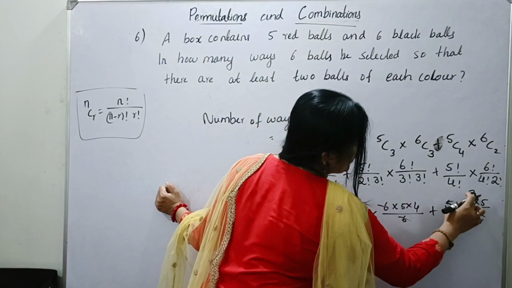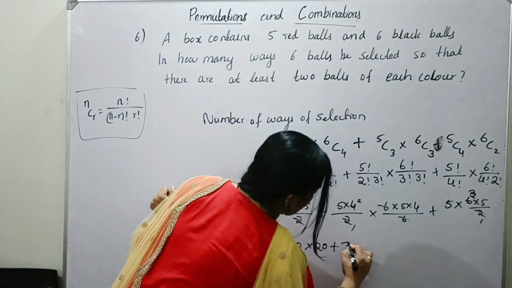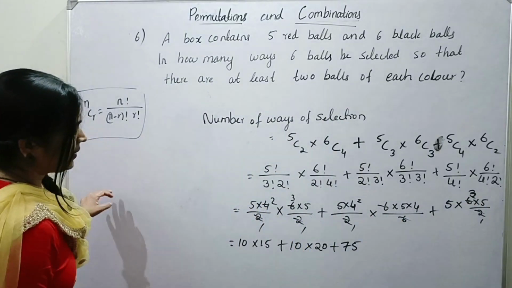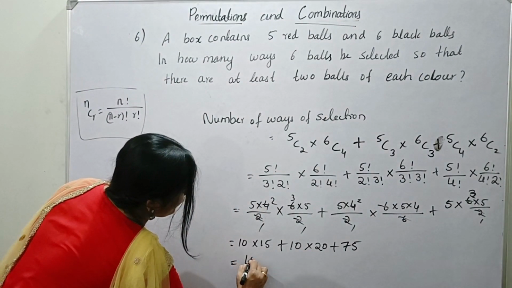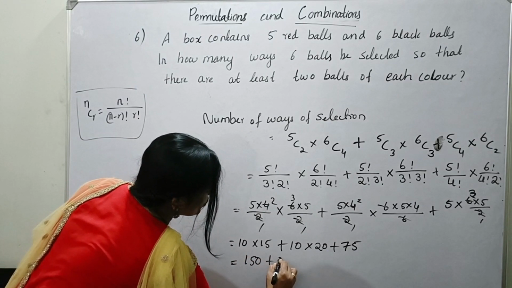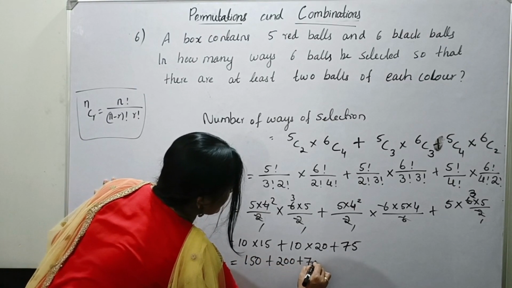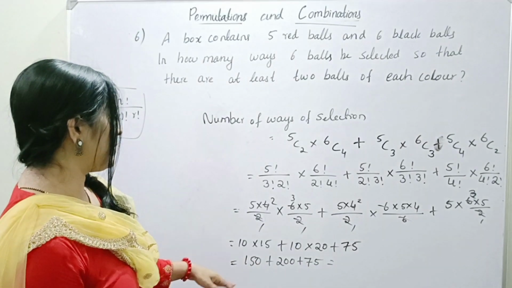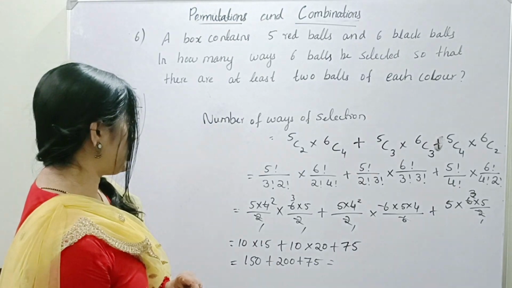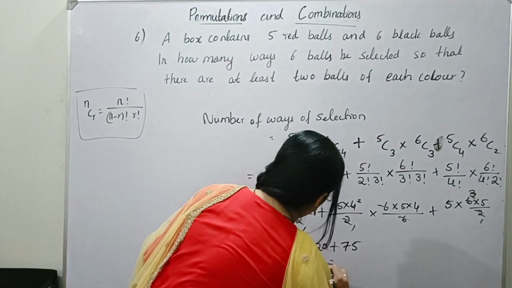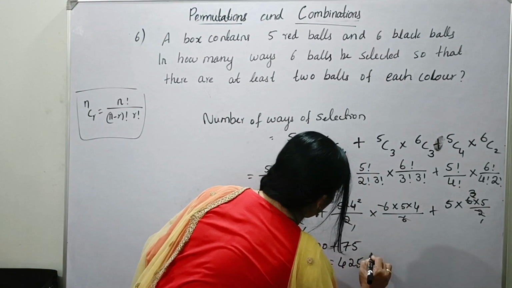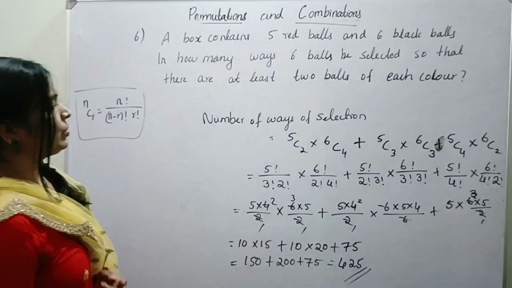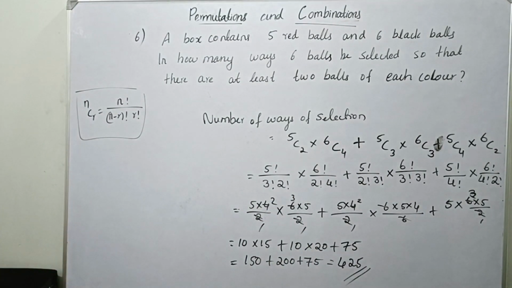So 5 3s are 15, 15 5s are 75. So the answer is 150 plus 200 plus 75. 150 plus 200 is 350. 350 plus 75 is 425. So the number of ways of selection is 425.